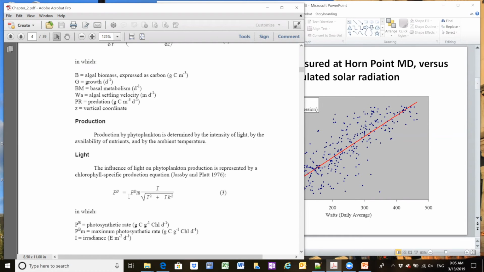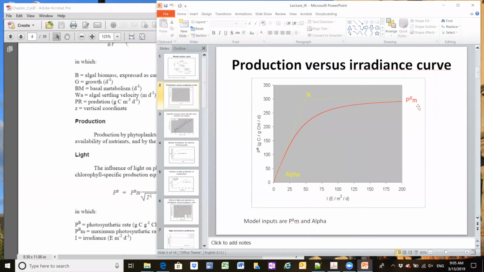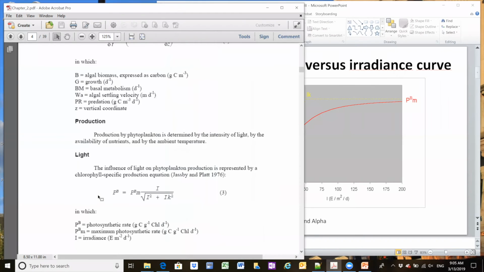Well, let's just go back for a moment. This is the production versus irradiance curve. Right. IK is where the initial slope intersects with the maximum. Gotcha. So it's a constant. Yeah. Okay, it's not represented by the line, it is a constant. When you come to here, this is the actual irradiance on that day or whatever.